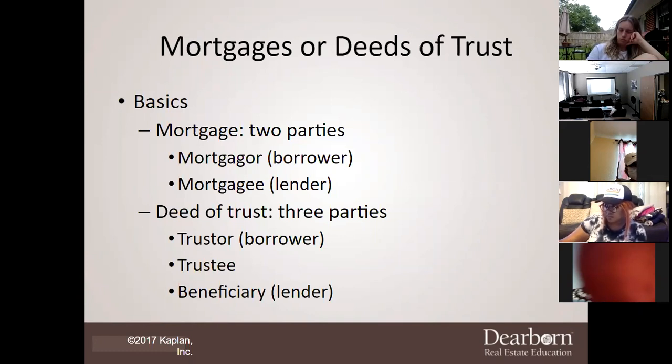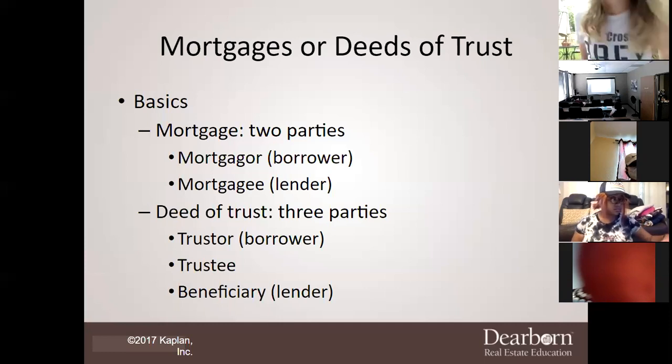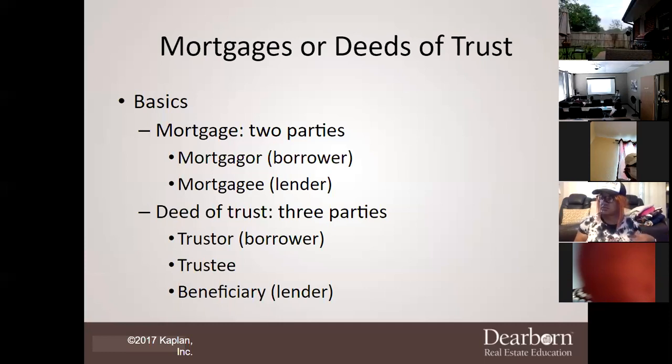But there's two parties in a mortgage. There's going to be the borrower, the mortgagor, and the mortgagee, the lender. In a deed of trust, however, there's three parties: the trustor, the trustee, and the beneficiary. So we know who the trustor and the beneficiary are, but who's the trustee?